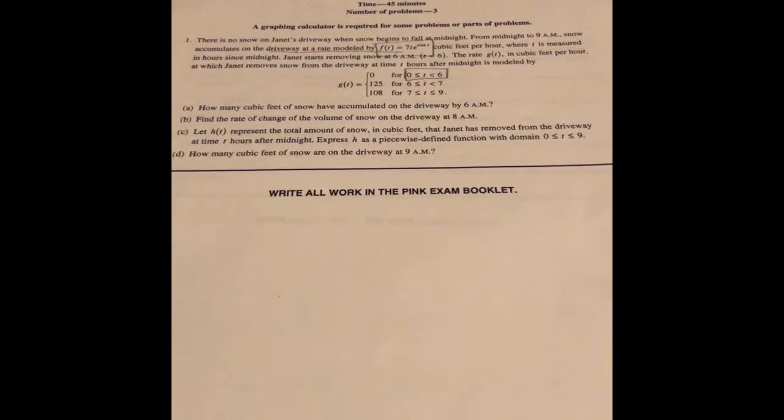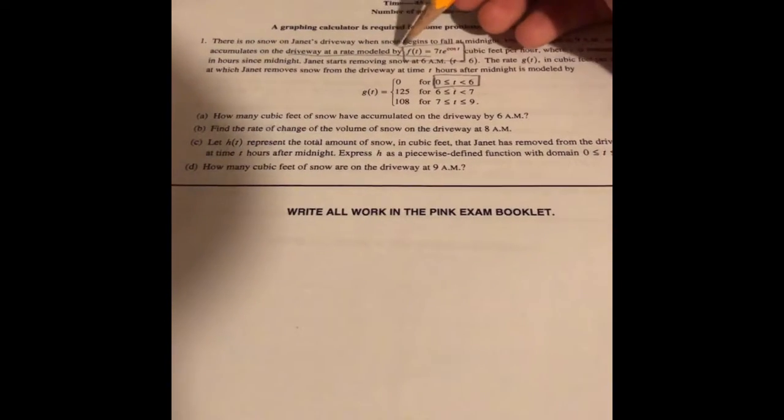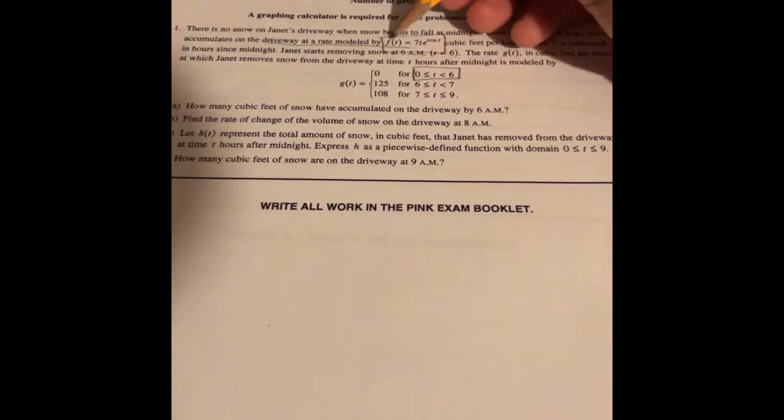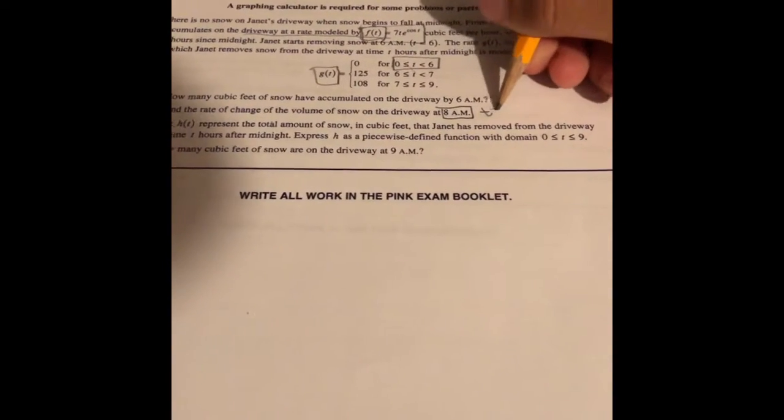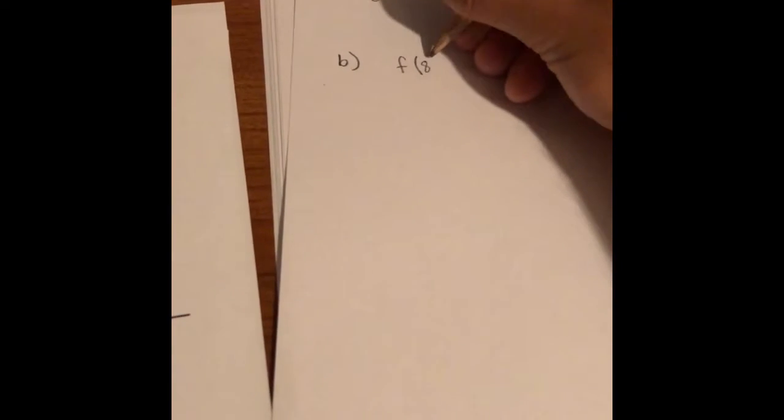Alrighty, so for part B, it's asking us to find the rate of change of the volume of snow on the driveway at 8 a.m. So we have to find the rate at which snow is accumulating on the driveway, which is our f of t, and then the amount being removed, represented by g of t. Since our time is 8, t is equal to 8. And so for part B, we know it's f of 8 minus g of 8.